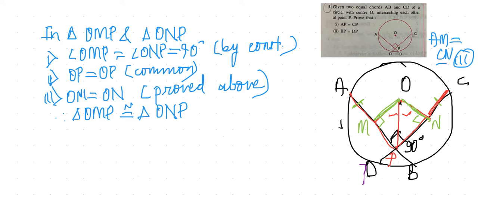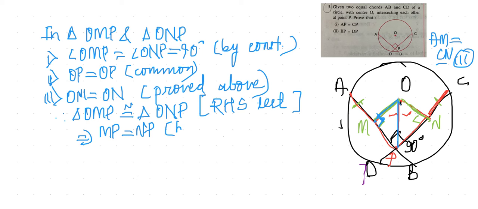And what is the name of the congruency, children? The name of the congruency clearly is RHS test of congruency you will be writing. Why? Because, children, I have taken one right angle, I have taken one hypotenuse, and I have taken one side. So this becomes RHS. So why did I do this, children? This was done just to prove that MP is equal to NP, and this is by CPCT. Okay, so this you will be taking as equation number 4.